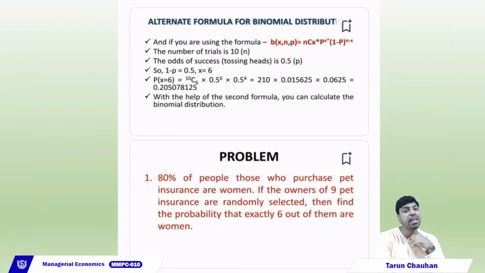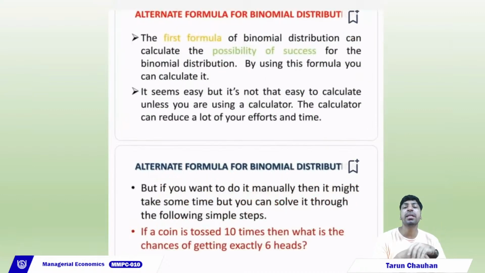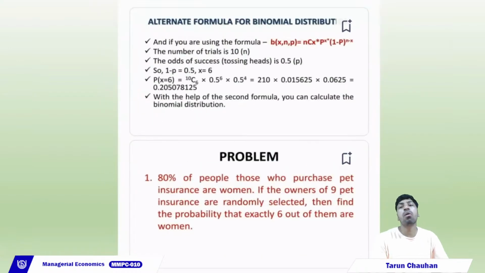So when we calculate the failure, the probability of the failure, that is 1 minus p, and that is equal to q, which is equal to 0.5. So this is the question over here. What is the question? You need to calculate the chances of getting exactly 6 heads. So your x would be 6, because whatever we are calculating is called x.